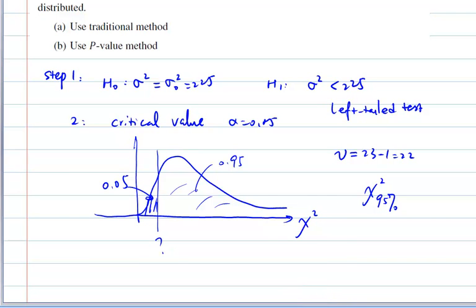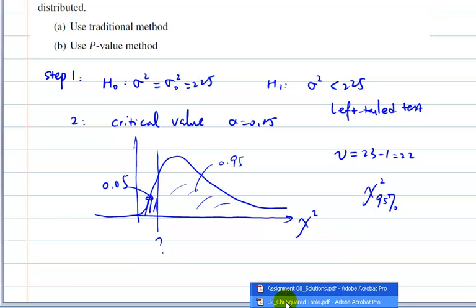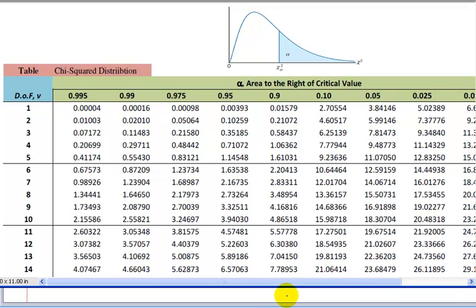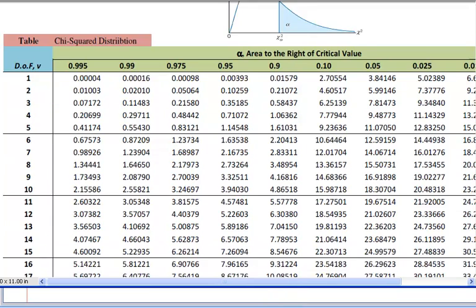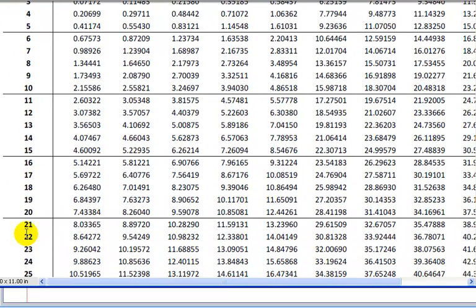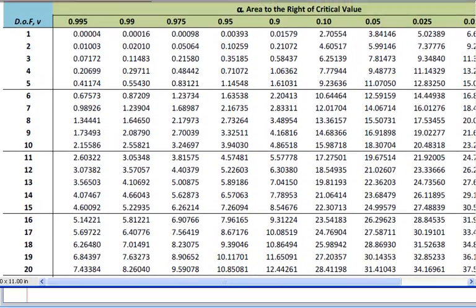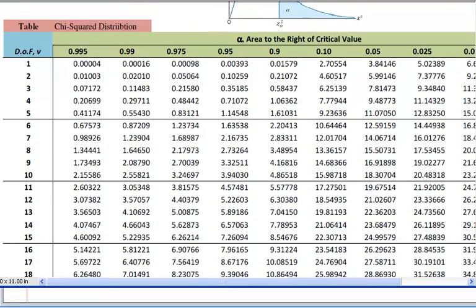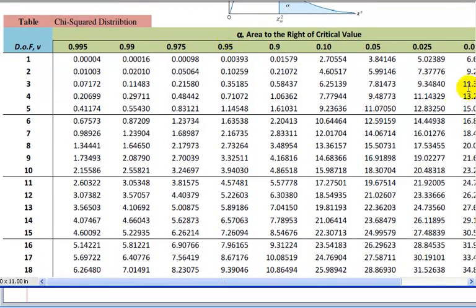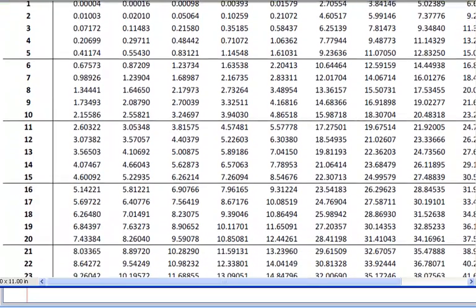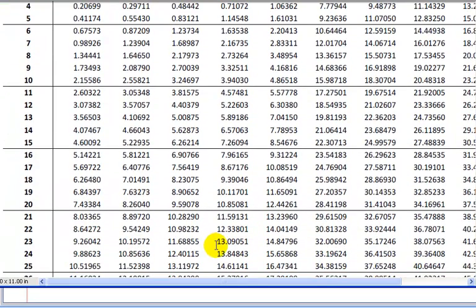So let's see here. 0.05 with 22. 22 is here, and we're looking for alpha equal to 0.95, the third column. You go down to 22, right here. So it's actually 12.338.